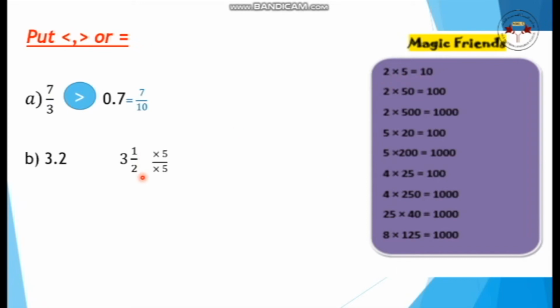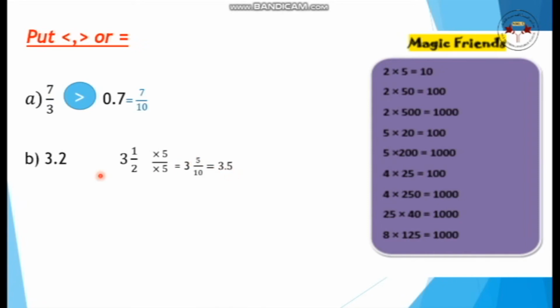When I multiply by 5 up and down, the 3 will be aside, and 1 times 5 equals 5 and 2 times 5 equals 10. So right now I will cross out the 0 of the 10 with this 5, and the decimal point will enter in between the 3 and the 5. So the answer will be 3.5.